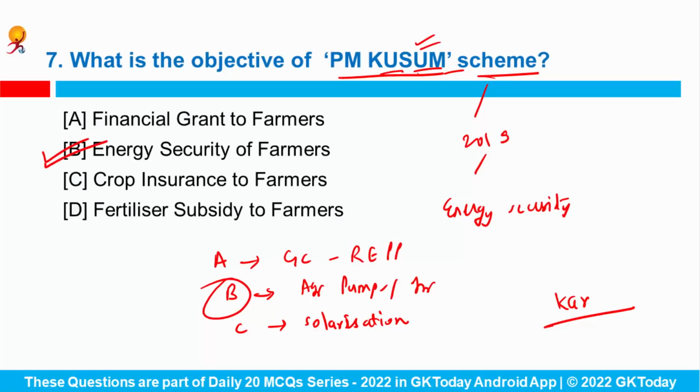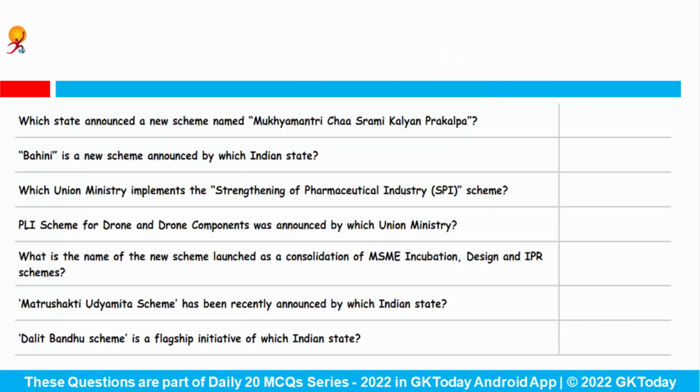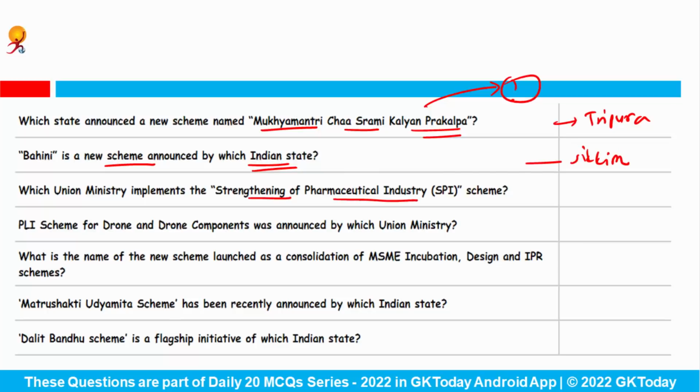Now let's see some of the important things regarding different ministries. Which state announced a new scheme called Mukhyamantri Chasrami Kalyan Prakalp? Answer is Tripura. Usually in one day exam you would never be asked that this scheme is related to what thing. Only thing you have to remember is this scheme belongs to which particular state. Okay. Second is Bahini is a new scheme announced by which Indian state? Answer is Sikkim.